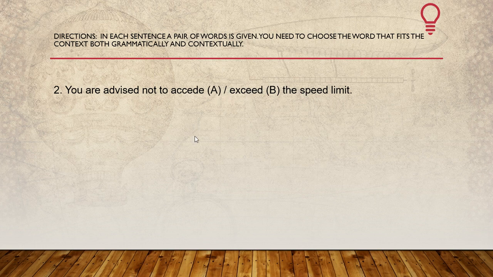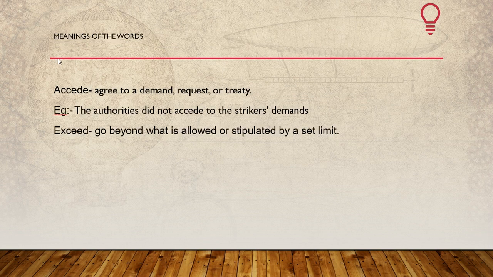Now let us have a look at the meaning of the words. Meaning says accede, agree to a demand, request, or treaty. Now the example sentence, it says the authorities did not accede to the strikers' demands. So the authorities did not accede to, means they did not agree to the demands of the strikers. Another example can be he did not accede to my proposal. That is, he did not agree to my proposal. Means I had proposed something, but he did not agree to what I had proposed.